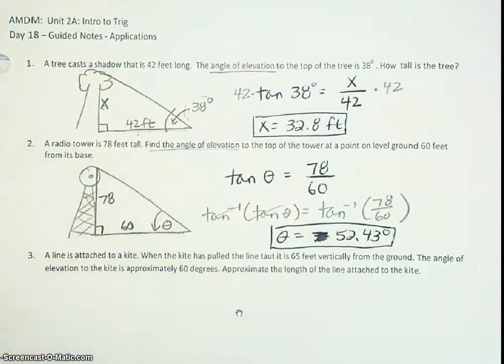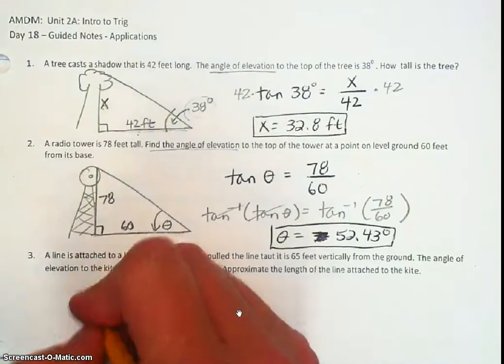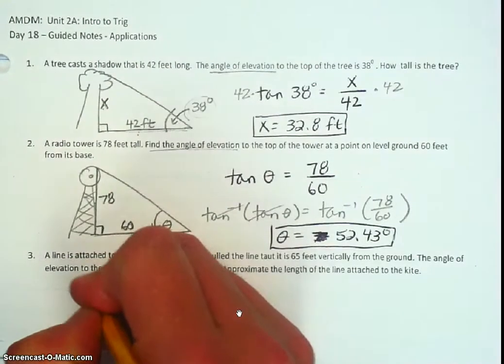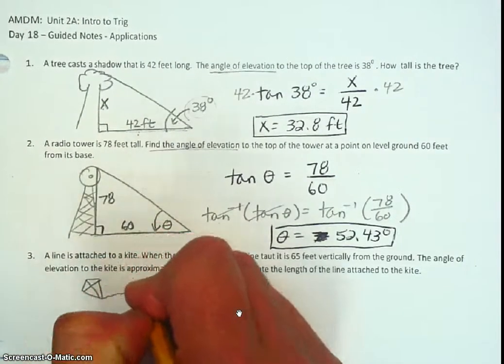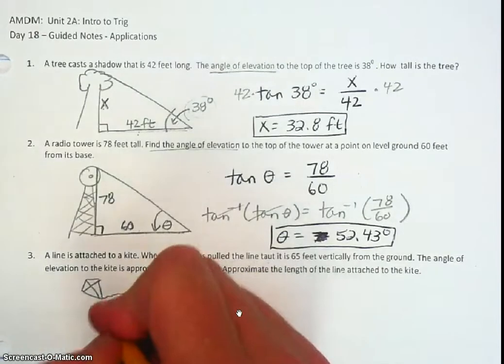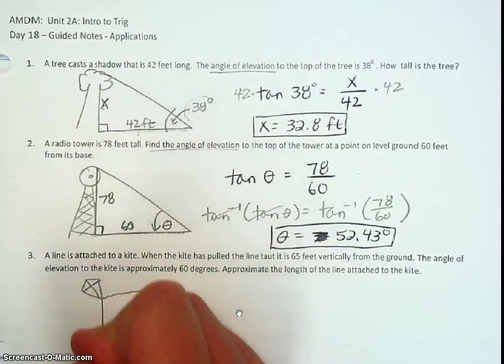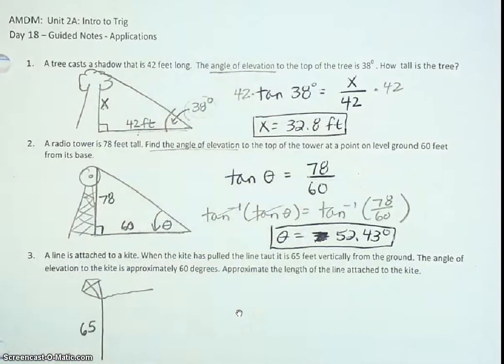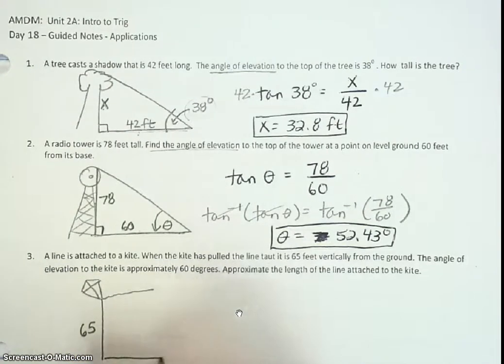A line is attached to a kite. So let's go ahead and just put a kite up here. Got us a little kite flying high here. And we've got a line that's attached to it. It says when the kite has pulled the line taut, which means tight, it is 65 feet vertically from the ground. So here we've got this kite that's 65 feet vertical from the ground. It says the angle of elevation to the kite is approximately 60 degrees.